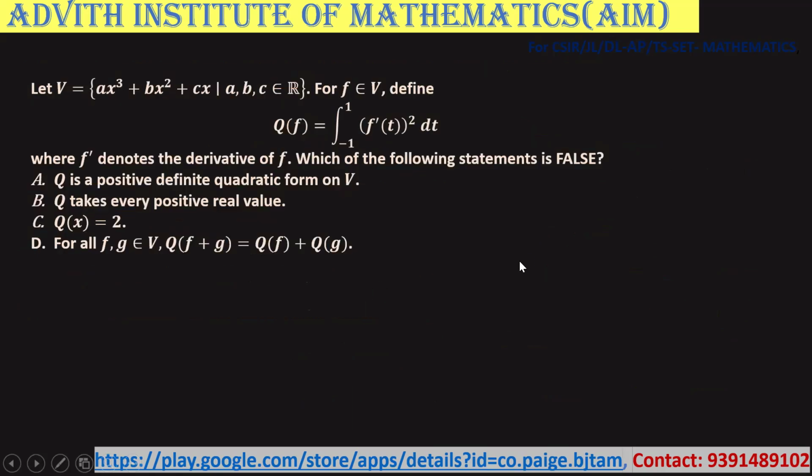Next one, let V is equal to ax cube plus bx square plus cx, where a, b, c are real numbers, and let f belongs to V. Define q of f equal to integration of minus 1 to 1 f dash of t dt, where f dash denotes the derivative of f. Then which one of the following is false అన్నాడు. Note this. So ఇందులో ఏది ఫాల్స్ అంటే రిమైనింగ్ మేబీ ఒకటి కంటే ఎక్కువ కూడా ఉండదు. విచ్ వన్ ఆఫ్ ది ఫాలోయింగ్. సో ఇది మేబీ షార్ట్ క్వశ్చన్కి వచ్చినట్టుంది కదా. సో మేబీ సింగిల్ ఆన్సర్ ఉంటుంది అంటే రిమైనింగ్ 3 అనేది కరెక్ట్.